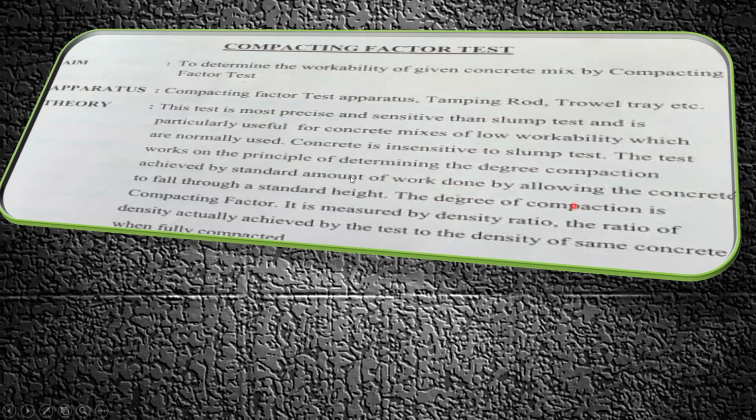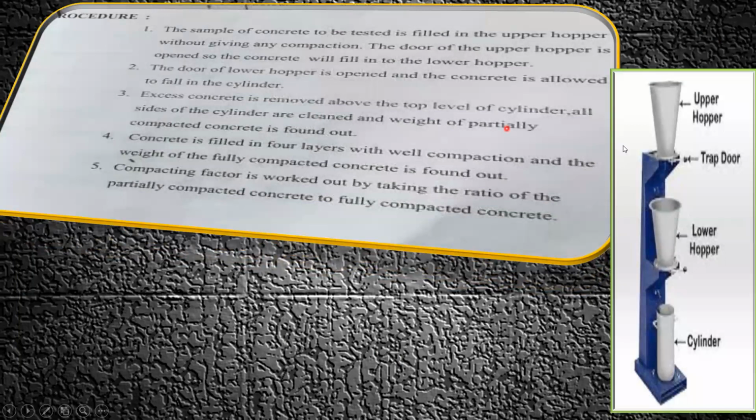The degree of compaction is a compacting factor, and it is measured by the density ratio, the ratio of density actually achieved by the test to the density of the same concrete when it is fully compacted. Whatever I explained, they put it in form of a theory. Coming to the procedure part, so this is how it looks.